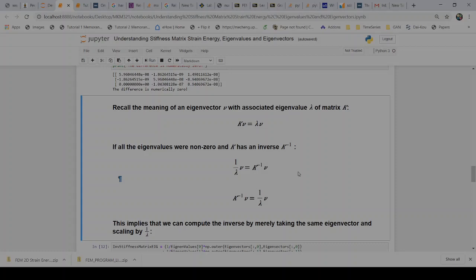So if I think about inverses, I can take the inverse and multiply by K inverse on both sides, and then I can divide by lambda on both sides, and then I recover this.